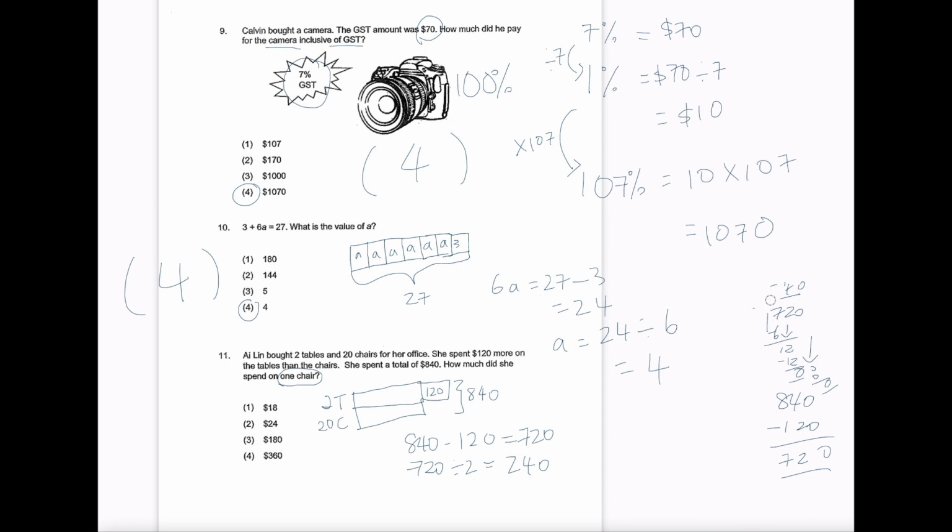Wait, I divided by the wrong number. I'm gonna redo this part. I should have divided by 2. So I'm gonna get $360. Okay, so 20 chairs cost $360. I'm going to write it here.